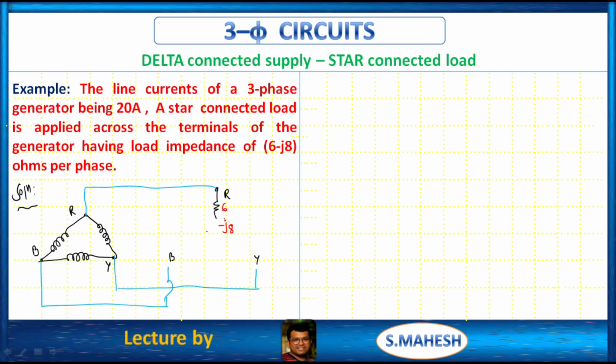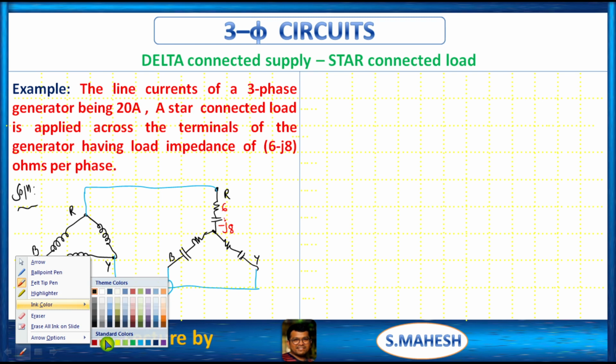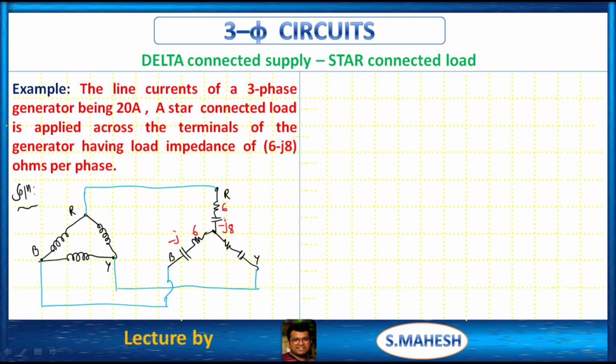Minus jX, right? For capacitive impedance, what is that representation? Here we have a capacitor, like that. Now it's clear, 6 minus j8: this is 6, this is minus j8, that is R minus jXC, a series combination of resistance and capacitive reactance.